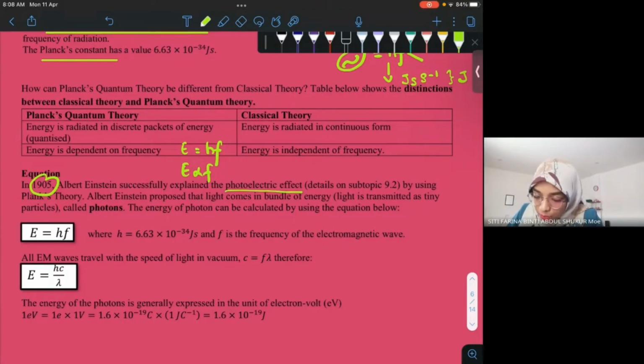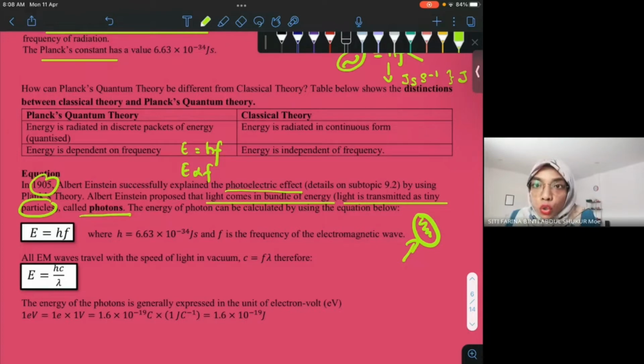Albert Einstein proposed that light comes in the bundle of energy. Light is transmitted as tiny particle called photon. Okay, semua cahaya yang kita dapat ni, they are going to travel in bundle packet. So ini macam yang bentuk mitochondria ni, kita panggil dia photon. Which this bundle of energy is called as photon. Photon ni basically adalah cahaya lah, because this wave is basically the light.